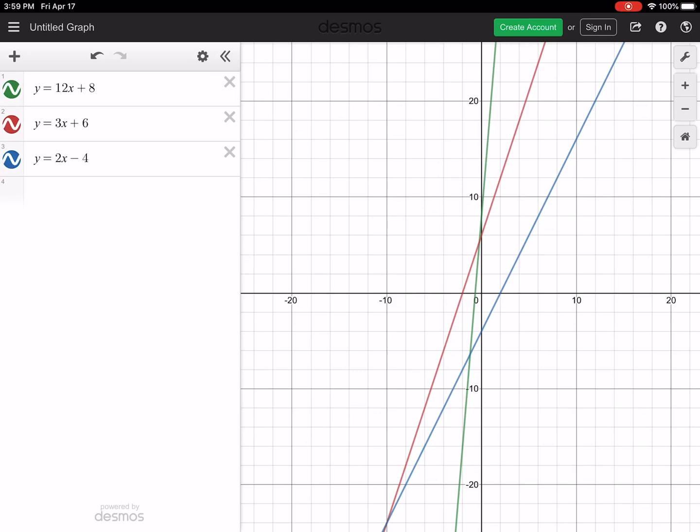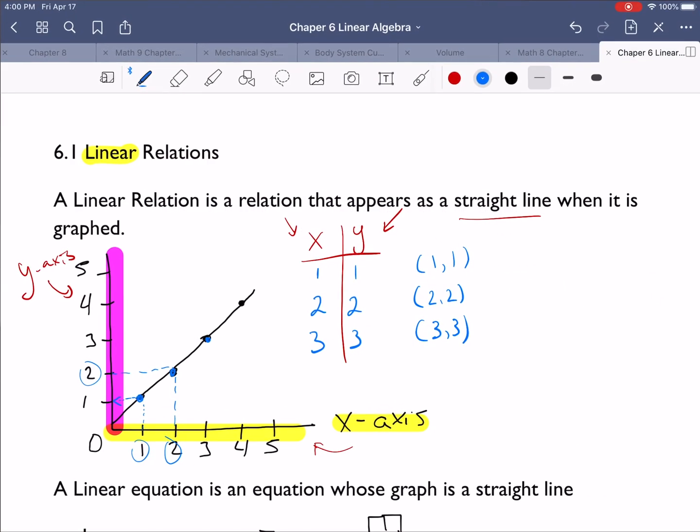So it's super important for you to understand that every equation that we're going to look at in this particular unit should be starting with y equals. There should be a number in front of a variable, like 2x, 3x, 12x, and then there's just a number there like minus 4, plus 6, or plus 8. And we're going to actually build these equations right now.